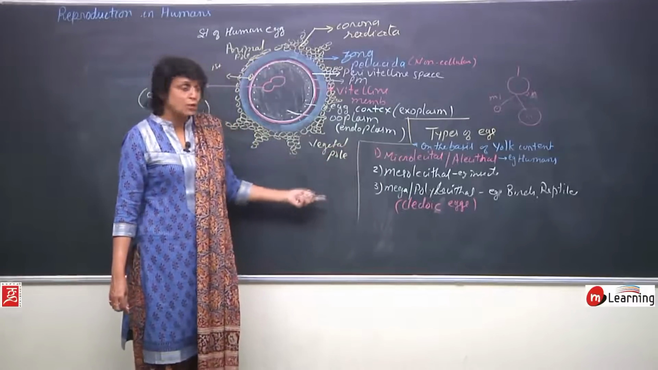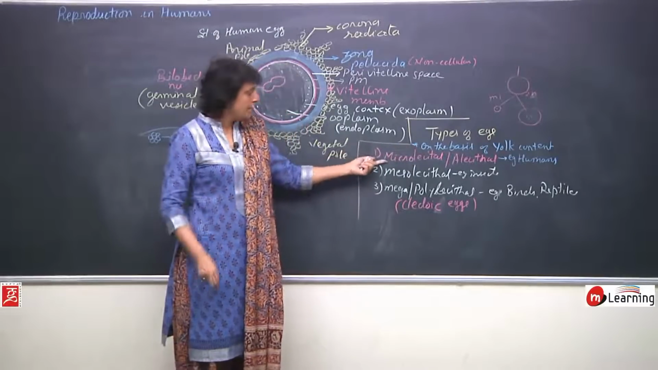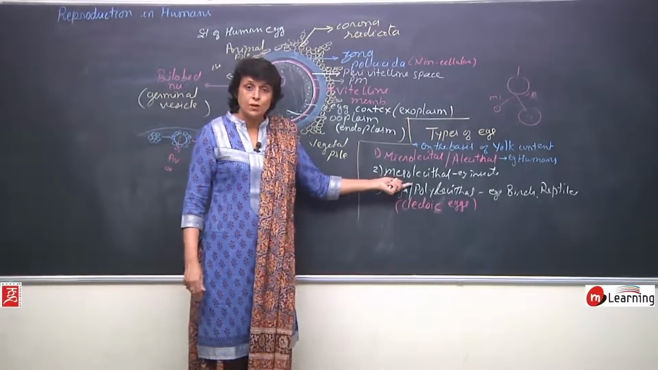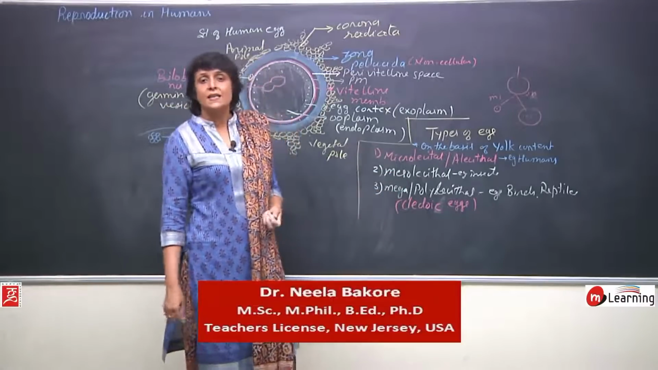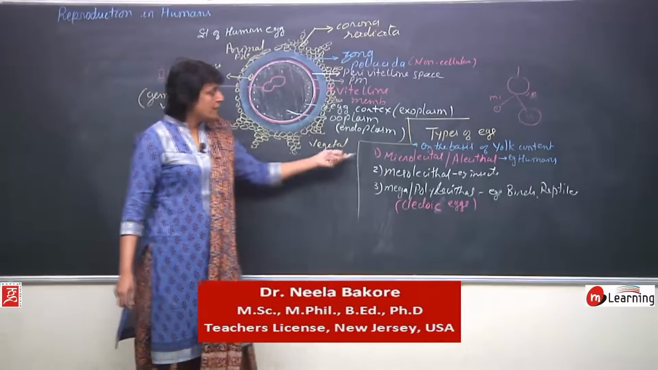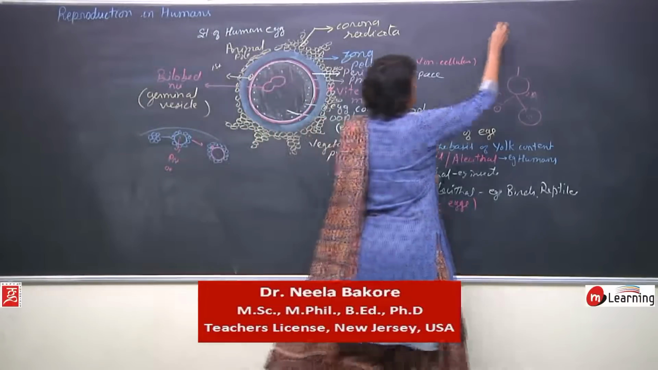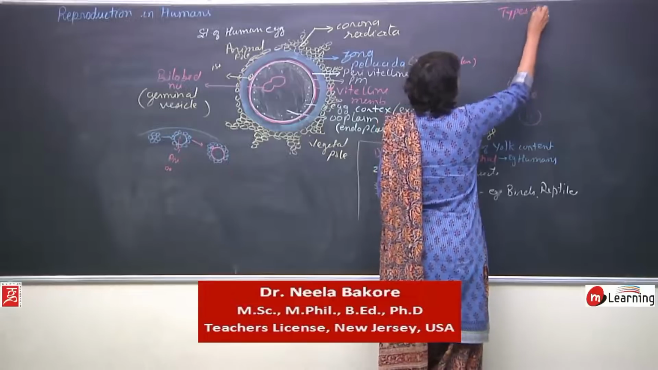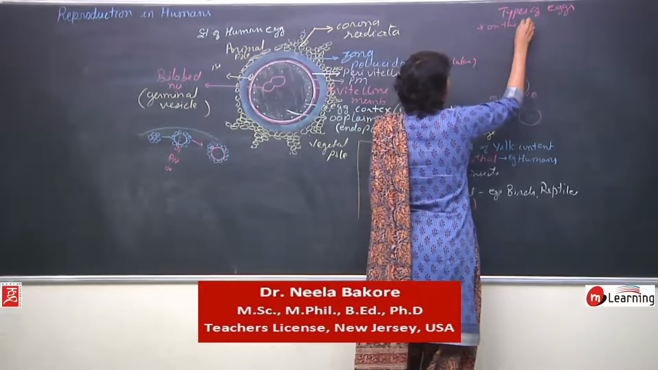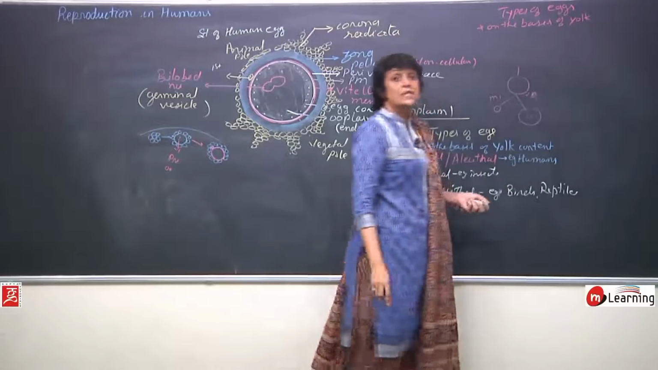So, three types of eggs on the basis of the yolk content. If it is negligible or absent, microlecithal or alecithal. If it is moderate or less, then it is mesolecithal, and if it is in plenty, then megalecithal or polylecithal. This is on the basis of yolk content. Now, we can classify the eggs on the basis of the distribution of yolk. So, types of eggs on the basis of yolk distribution.